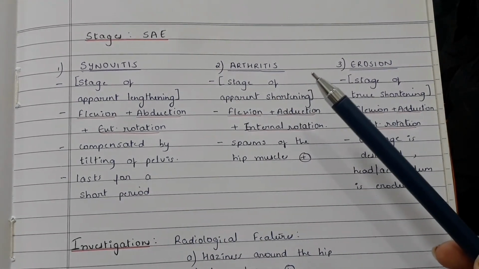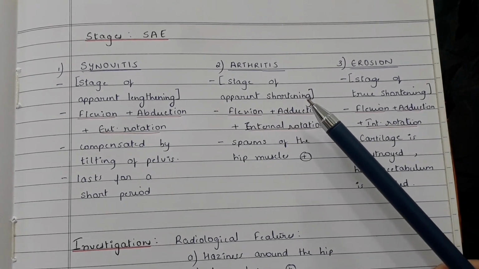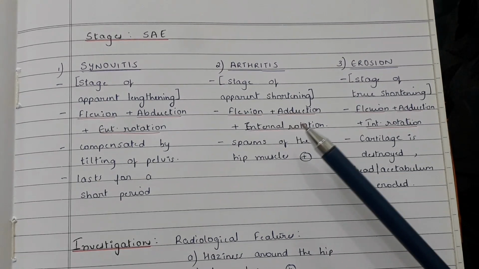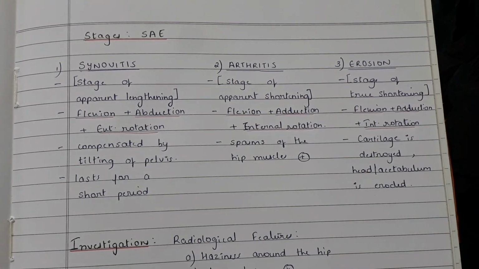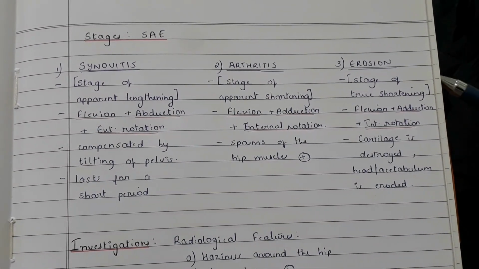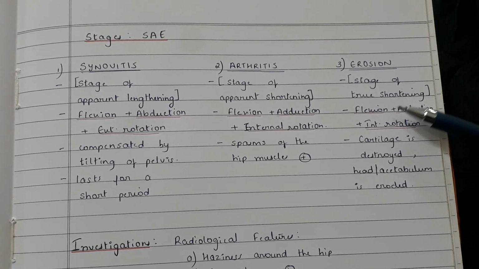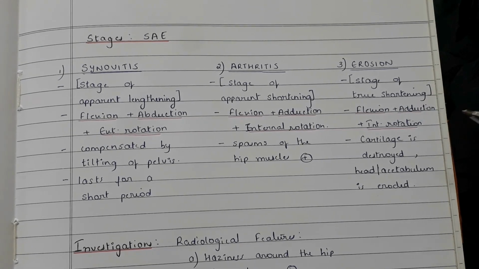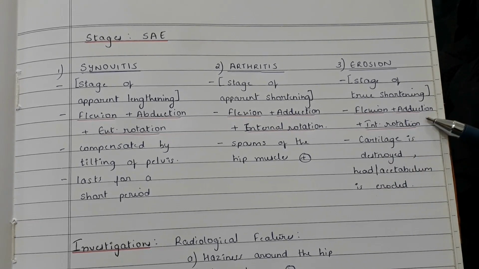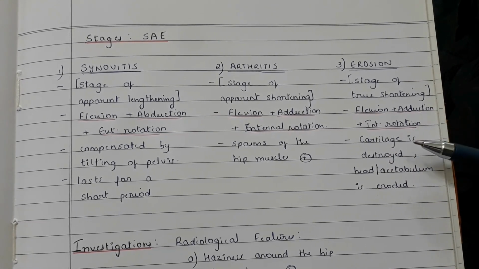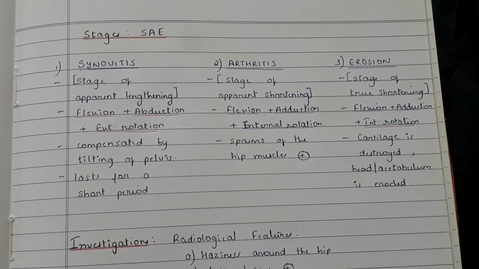Stage of arthritis. The stage of arthritis is also called the stage of apparent shortening. The deformity seen here is flexion, adduction, and internal rotation of the hip. Spasms of the hip muscles are also seen. The third stage is the stage of erosion, which is also called the stage of true shortening. The deformity seen here is the same as that of the stage of arthritis, that is flexion, adduction, and internal rotation. The cartilage is destroyed and the head or the acetabulum is eroded.